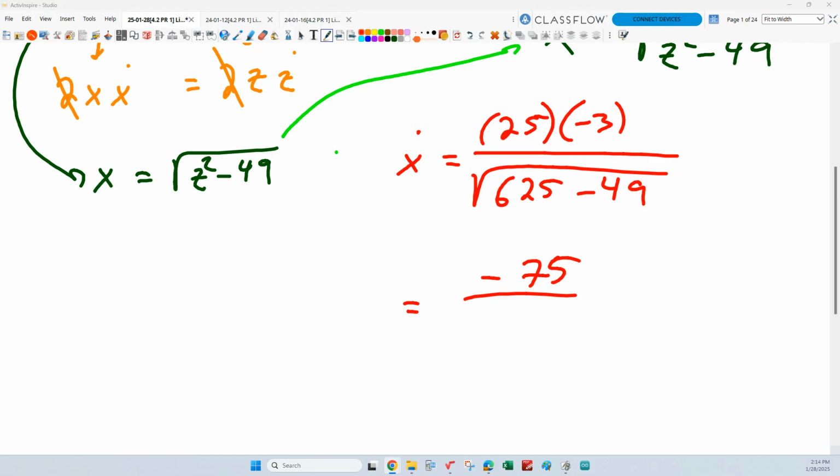So that's equal to negative 75 over square root of 576, which is what? What's the square root of 576? Anybody know? 24. Yep. And so what's that reduced to? 25 over 8. Yeah.